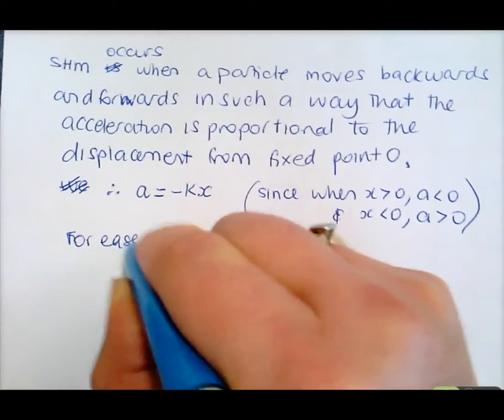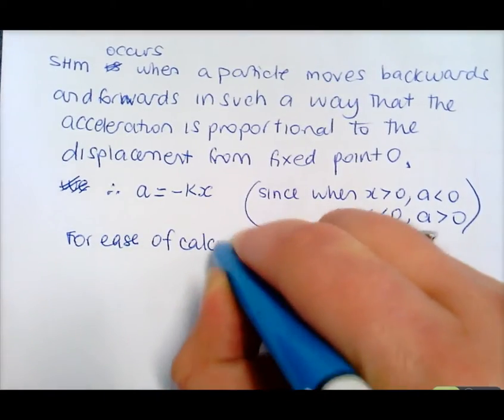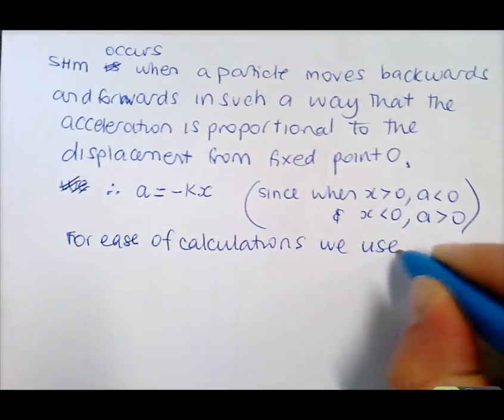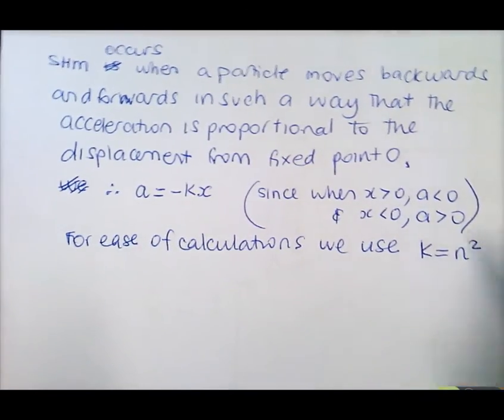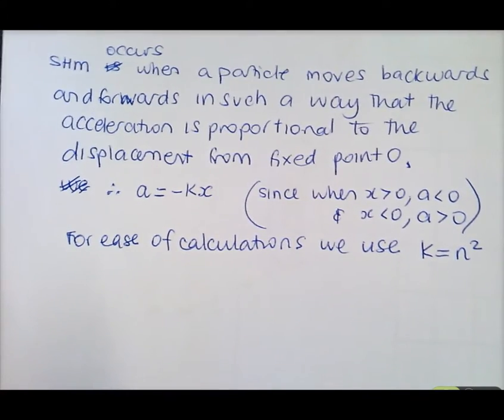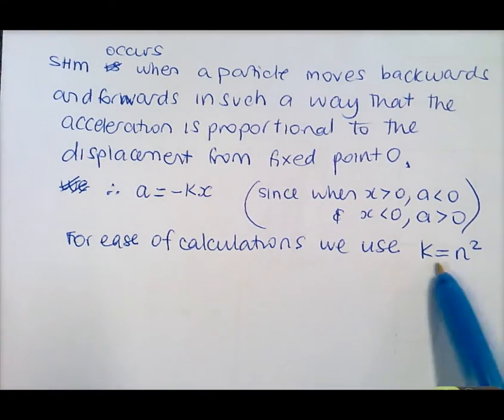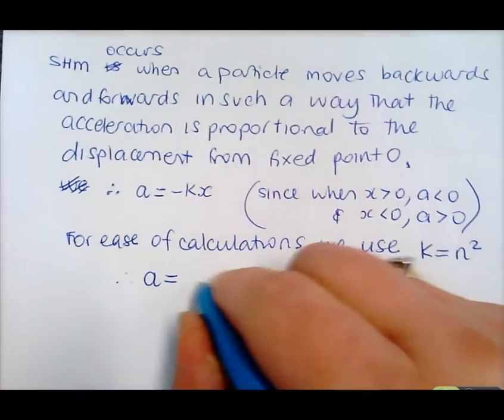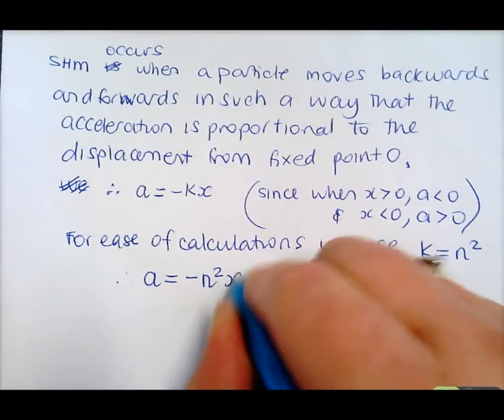For ease of calculations, this is what we do. We use K equals N squared. You know how in our example, K was 16? It was 16, because 5 times negative 16 gave me negative 80. So we use K is N squared. Therefore, we've got this formula that A equals negative N squared X.